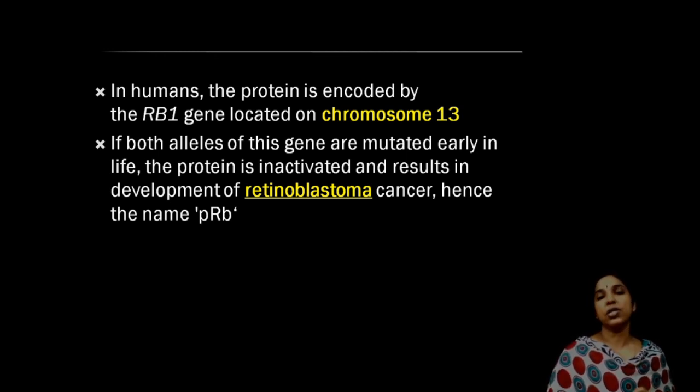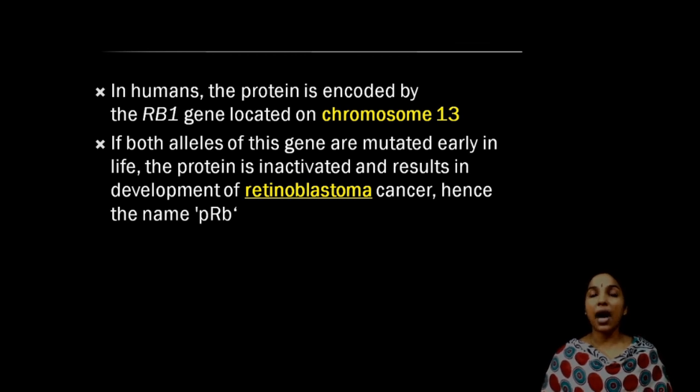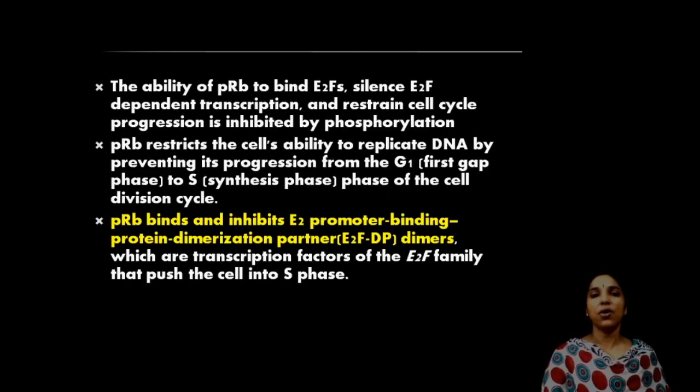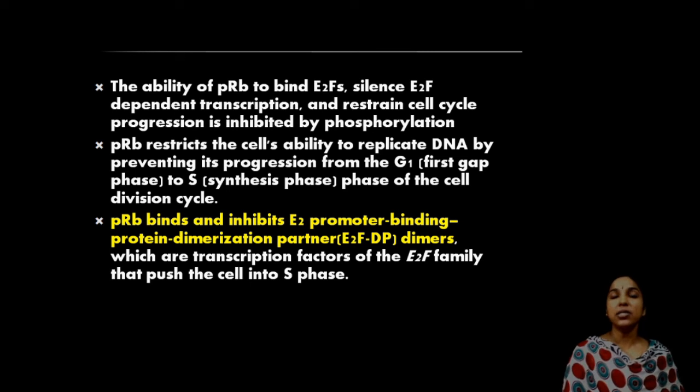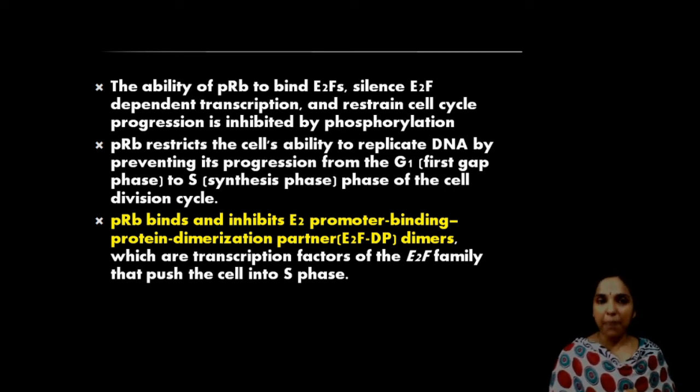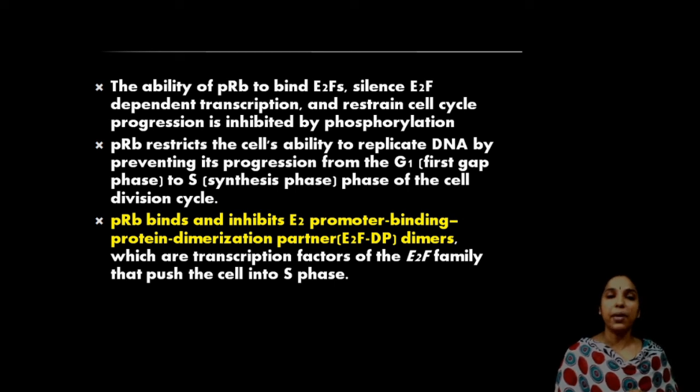Okay. That is all about tumor suppressor genes. So, tumor suppressor genes P53 and RB, then the RAS gene, that is the activation gene. So, you have to study both, and first part the cell cycle signaling. Okay. So, the ability of PRB to bind an important protein, that is E2F, E2F dependent transcription. So, PRB binds the E2F protein, that is a promoter. Okay. So, it inhibits the cell cycle when required. Okay. And PRB restricts the cell's ability to replicate DNA.